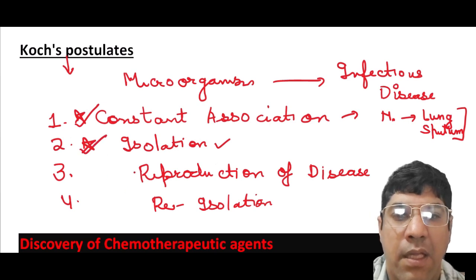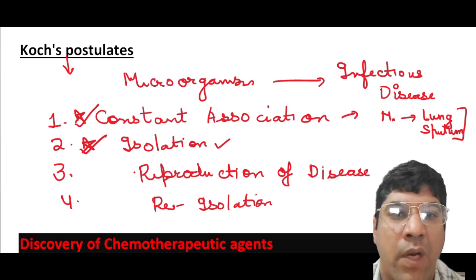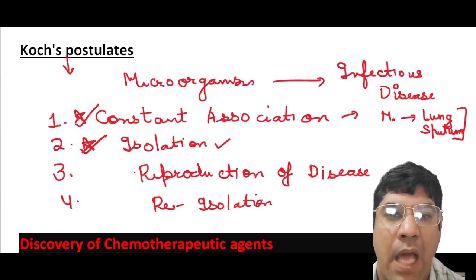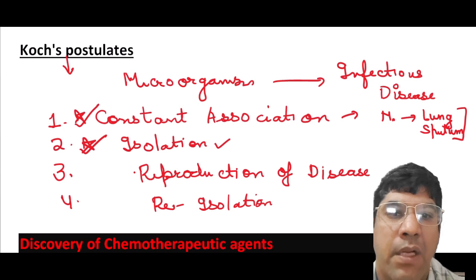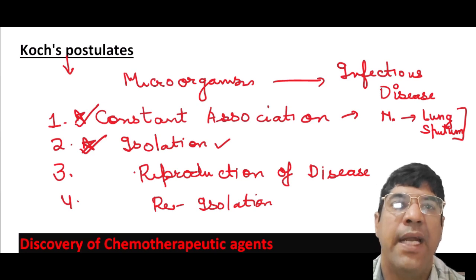Third, to confirm that Mycobacterium is the cause of tuberculosis, researchers introduce the pure culture of this bacteria into a healthy laboratory animal, like the guinea pig. So as a result, the laboratory animal will develop tuberculosis symptoms similar to those seen in humans. So that is known as reproduction of the disease.